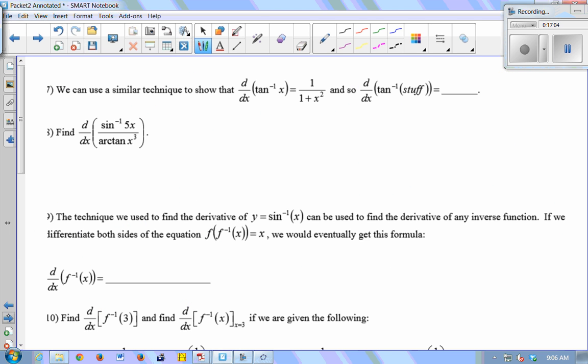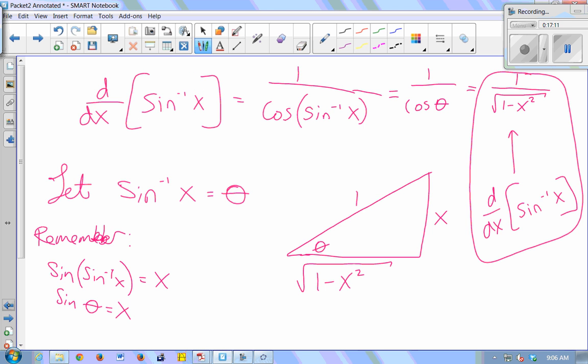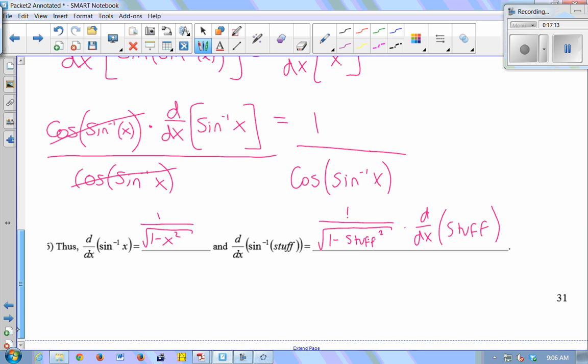So we can do a similar technique. Did I skip anything? I don't think so. Okay.